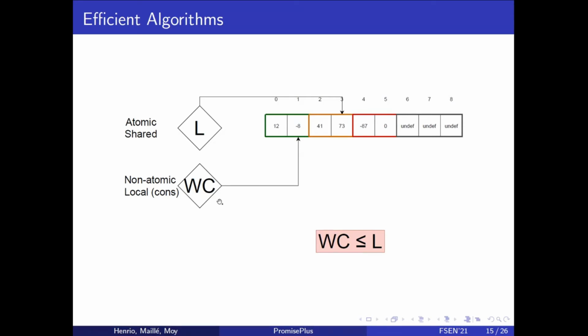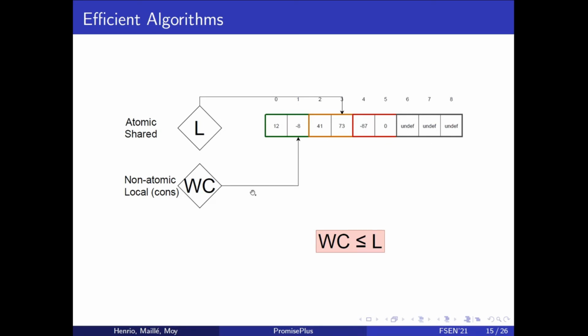But each consumer, as well as the producer, has a local version of L, which is a weak version. It is not atomic, and it is not always up to date. WC may not always be up to date with L, but it isn't its purpose. WC is here to perform optimistic checks. So let's look at this Promise Plus. We can divide it in four distinct sections: green, orange, red, and gray.